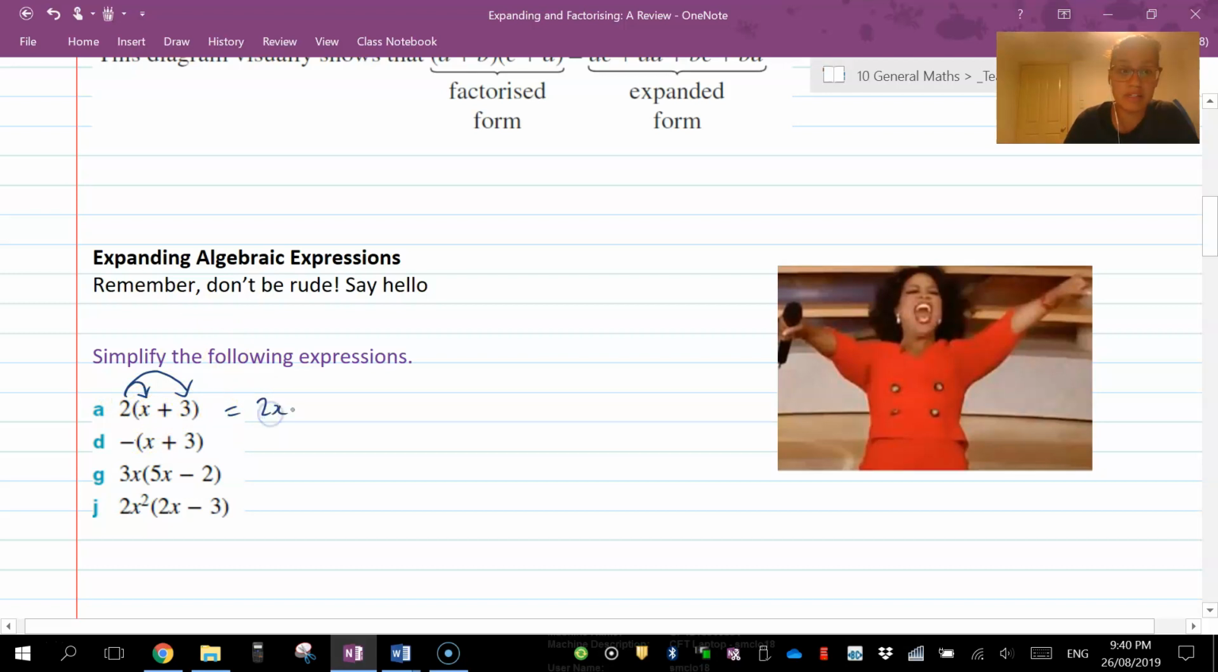So 2 times x equals 2x plus 6. 2 times 3. This one here. Remember, invisible maths, there is a 1 in front of that. So that's negative 1 times x gives us negative x. And negative 1 times, so if you ever get stuck, start with the multiplication only. 1 times 3 is 3. Negative times a positive, negative. So that's your answer, or your simplified expression.